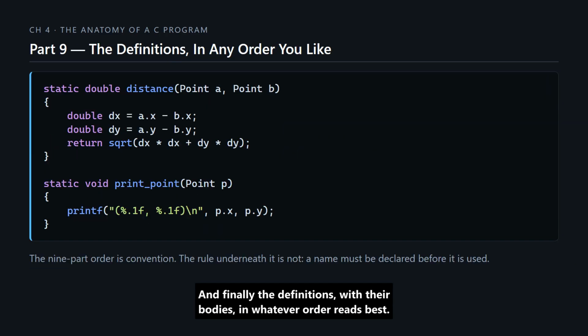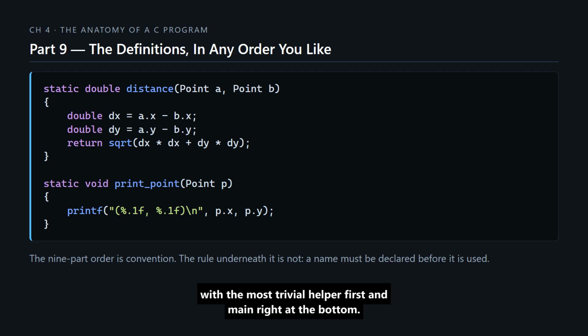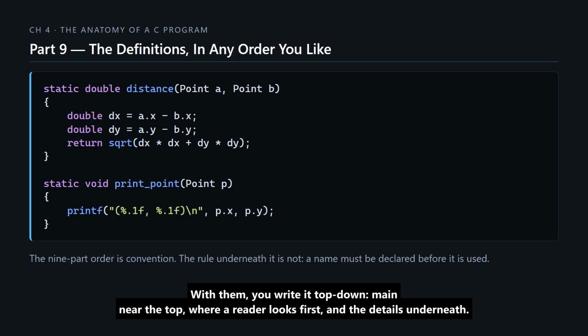And finally the definitions, with their bodies, in whatever order reads best. That freedom is the entire point of putting prototypes at the top. Without them, C would force you to define every function before anything that calls it, which means writing your file bottom up, with the most trivial helper first and main right at the bottom. With them, you write it top down, main near the top, where a reader looks first, and the details underneath.